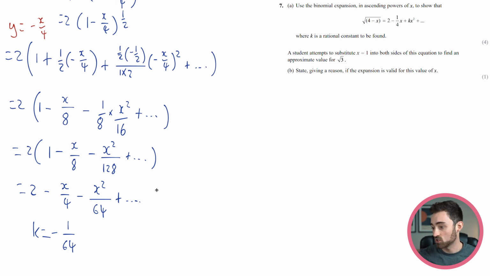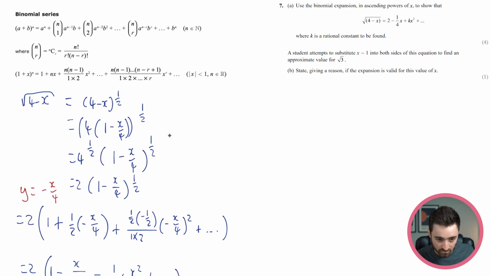The student attempts to substitute x equals 1 into both sides of this equation to find an approximate value for the square root of 3, which would kind of make sense, right? Because we know that the square root of 4 minus x is equal to all of that. So if I stick x equals 1 in, on the left-hand side, I'd have the square root of 4 minus 1, which is the square root of 3. Is this valid? How do we know if it's valid? Let me take you back up to the formula booklet. Look at this. What do we have here? It basically says, look, this is only valid if n is a real number and if the modulus of x is less than 1, okay?